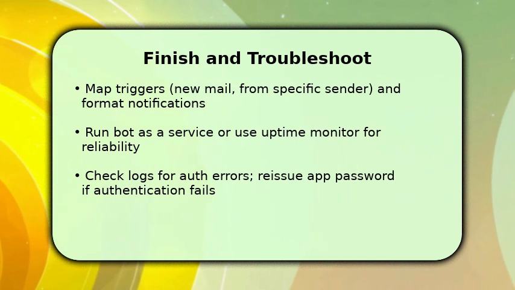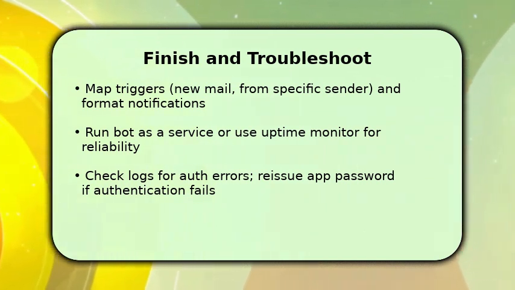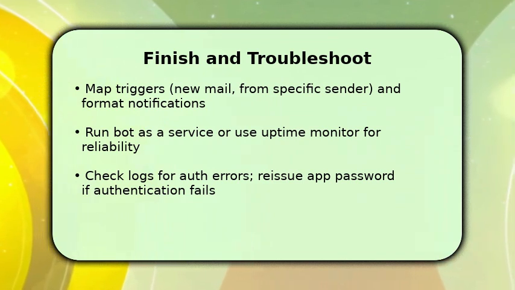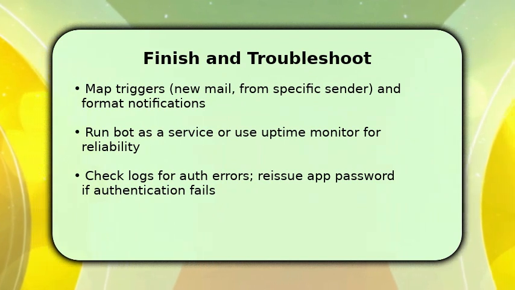If something goes wrong, check logs for authentication or IMAP errors, revoke and reissue the app password or refresh OAuth tokens, and make sure IMAP is still enabled. This resolves most connection problems quickly.